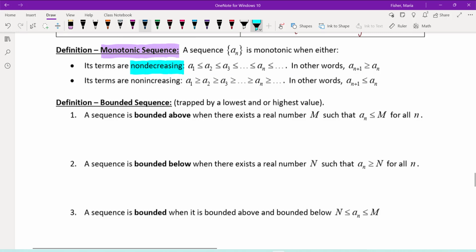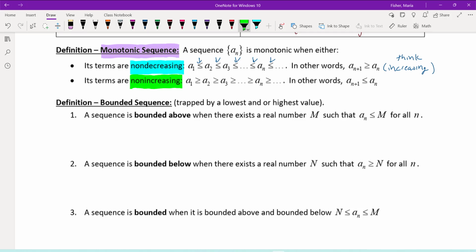Another way of thinking about non-decreasing is increasing. You want to think increasing, but you can't really say increasing because of those equal to, because if it's the same number over and over again, that is also something that's monotonic. Or you can say that something is monotonic if it is non-increasing, which again, I want you to think decreasing. Basically, a sequence is monotonic if the numbers are always getting bigger or if the numbers are always getting smaller. And because of the equal sign, we also say if the number remains the same.